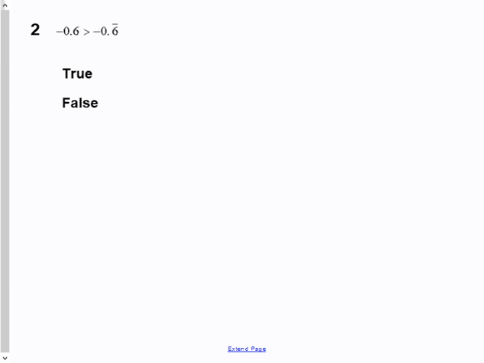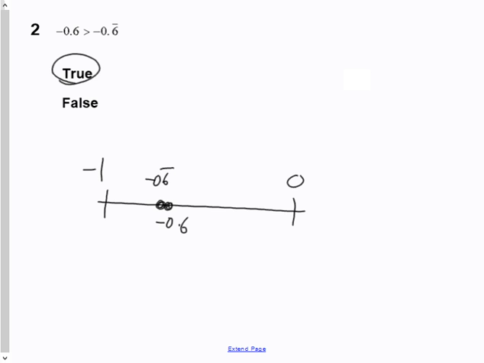Question 2 says 0.6 repeating is greater than 0.6 terminating decimal is greater than negative 0.6 repeating decimal. This is the exact same type of question that we just had. If we think about 0 and negative 1, 2/3 of the way would be negative 0.6 repeating. And just before that would be negative 0.6 terminating decimal. Negative 0.6 terminating is closer to 0, which means it's greater, which means this is a true statement.